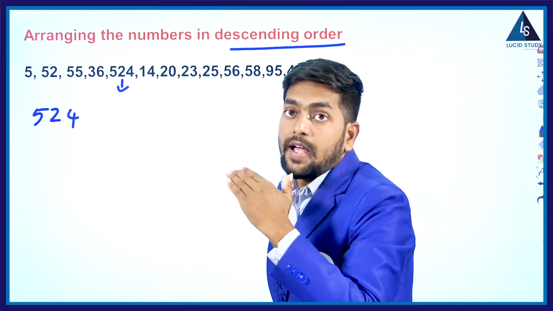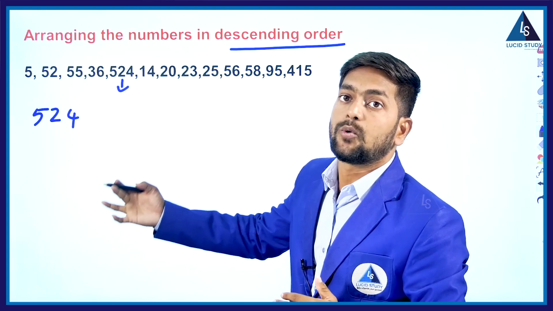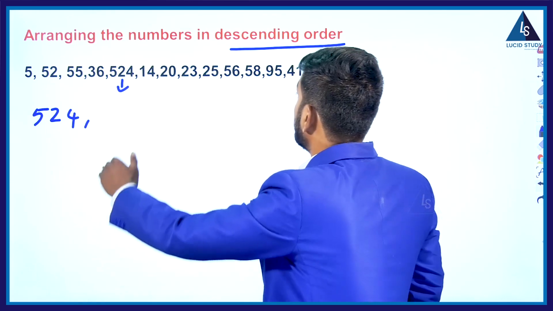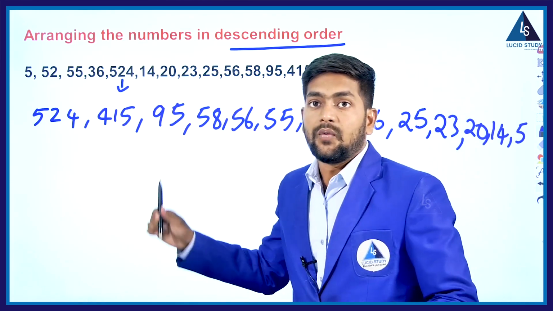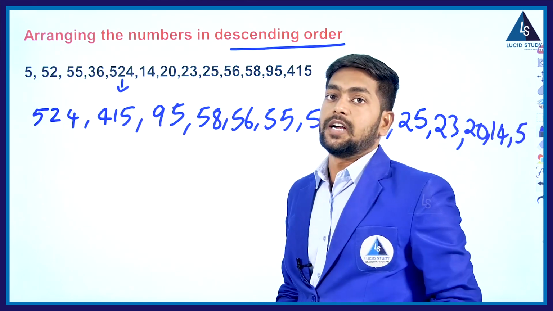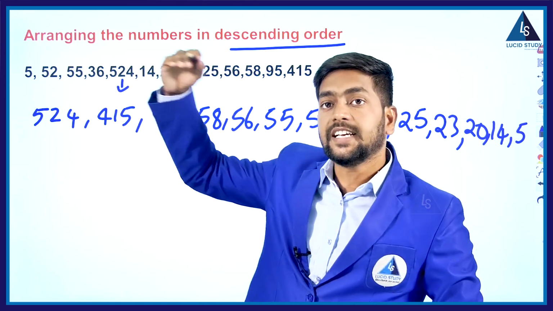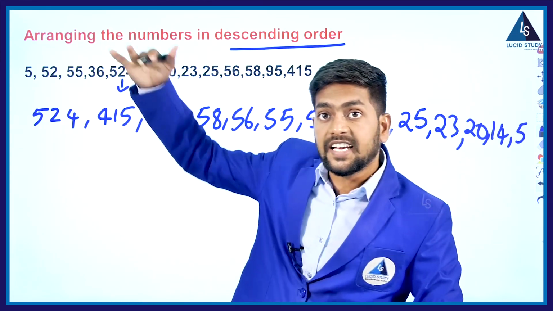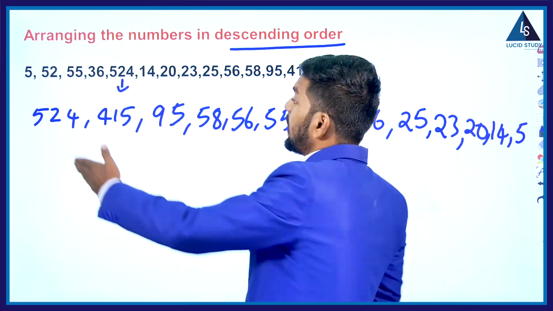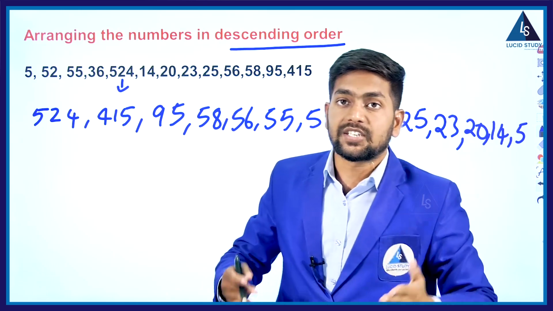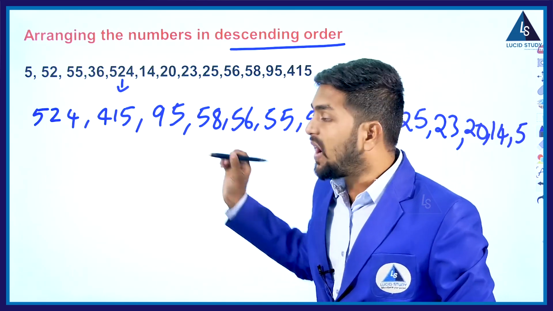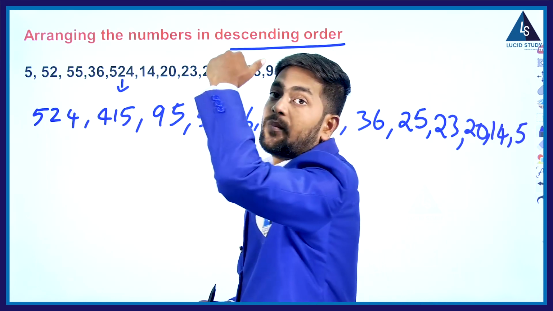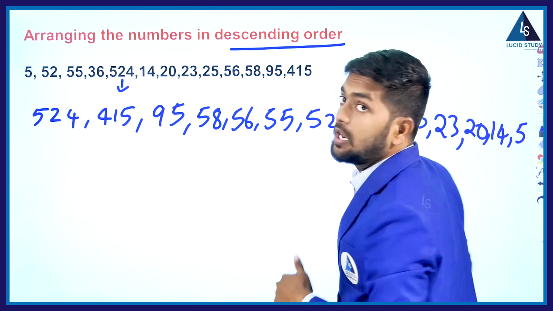So we have to write the greatest numbers first, and after that the smallest numbers. After 524, we will get 415. So here we have arranged in descending order. Descending order means the first number will be the highest number and the last number will be the smallest number. Here, 524 is the largest number in the given numbers and 5 is the smallest, so we arrange from largest to smallest. This is called descending order.